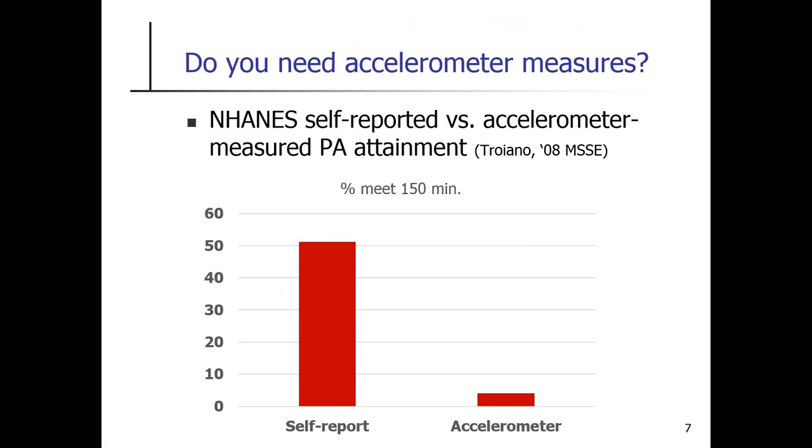So as you consider doing these studies yourself, you will ask yourself a bunch of questions that Brian and I have already been through. First, do you need accelerometer measures? Well, I've always been shocked at this report from Troiano looking at the NHANES data, where about half of us say we get sufficient physical activity, 150 minutes a week in bouts of 10 minutes or more, but less than 4% actually do when you look at the accelerometer measures. So I think that this is a good pitch for getting some type of objective measures of physical activity, if not accelerometers, certainly pedometers.